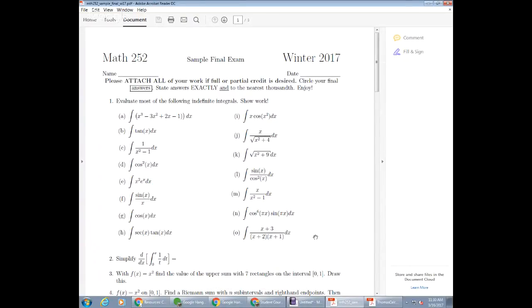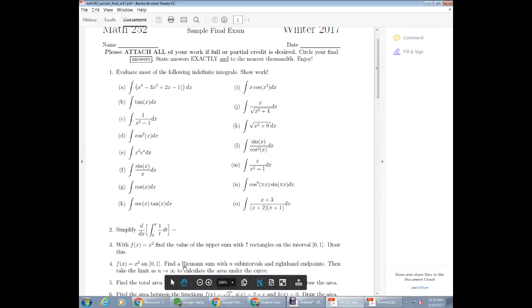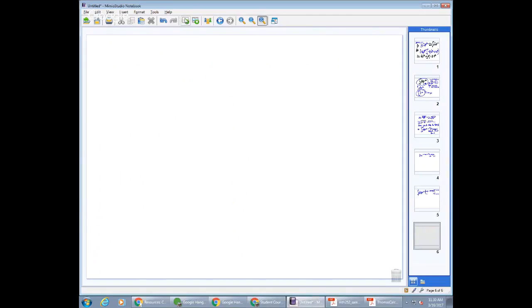Oh yeah, that's a great one. All right, so we want the derivative of the integral from 0 to x of 1 over t dt. Love that one. So the derivative with respect to x of the integral from 0 to x of 1 over t with respect to t.